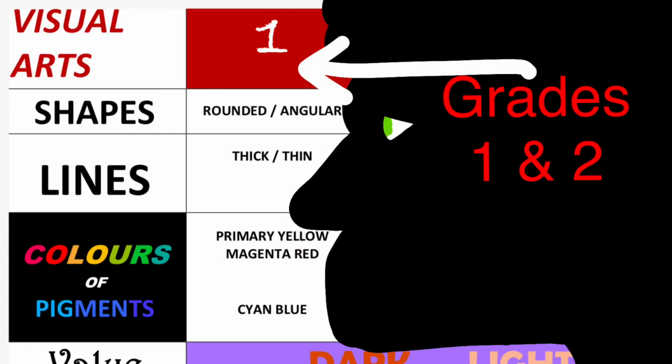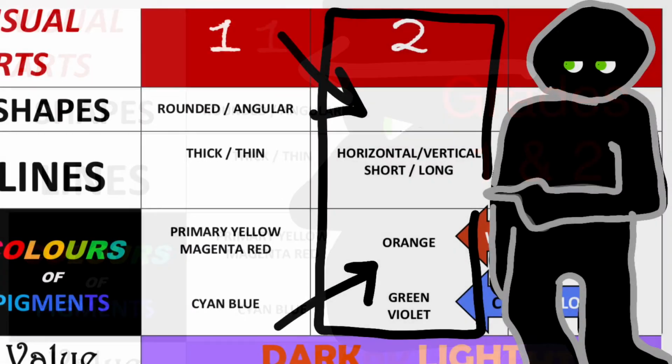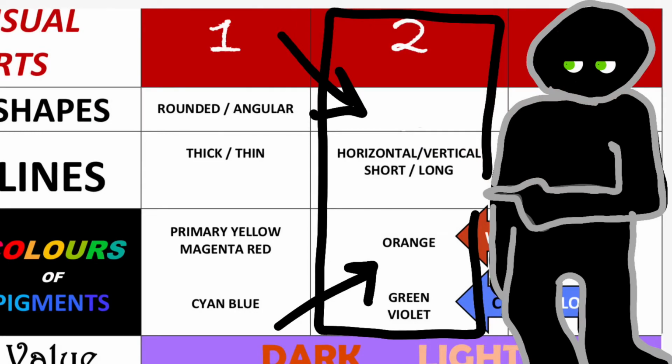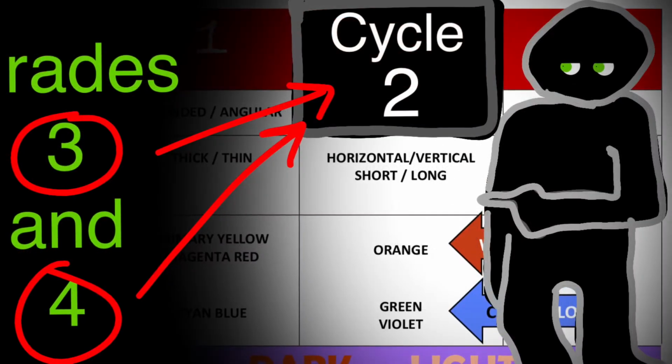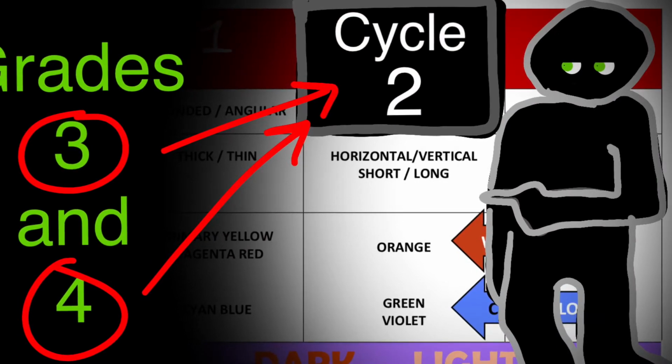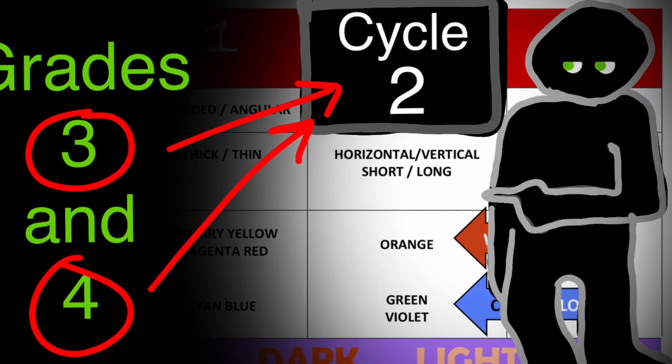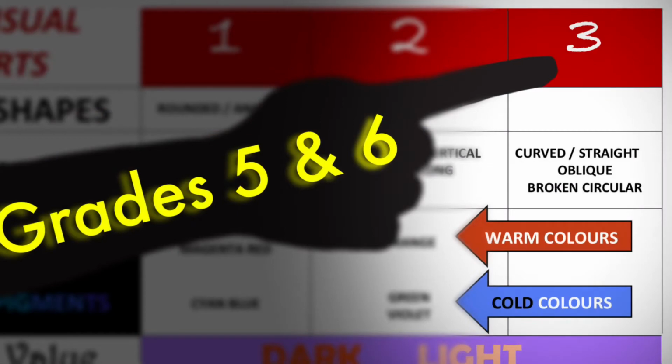So by the end of cycle 1, which is grade 2, you should know the difference between rounded and angular shapes, thick and thin lines, and the primary colors. By the end of cycle 2, which is the end of grade 4, you should remember everything you've learned since grade 1 and know the difference between horizontal, vertical, short and long lines and the secondary colors. Finally, by the end of elementary school, you should basically know everything you see in this movie.